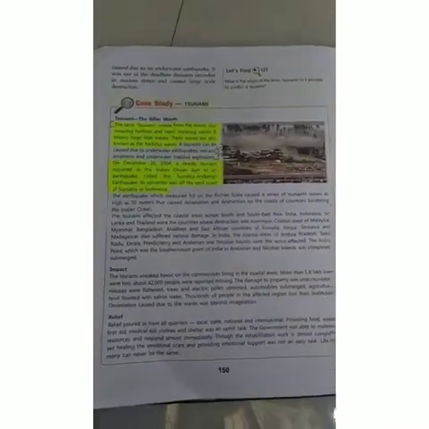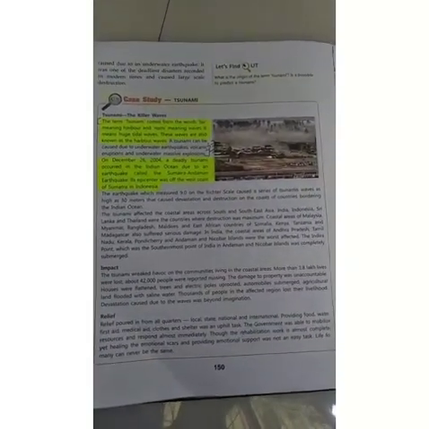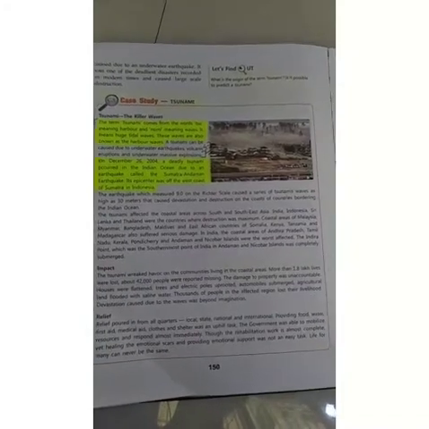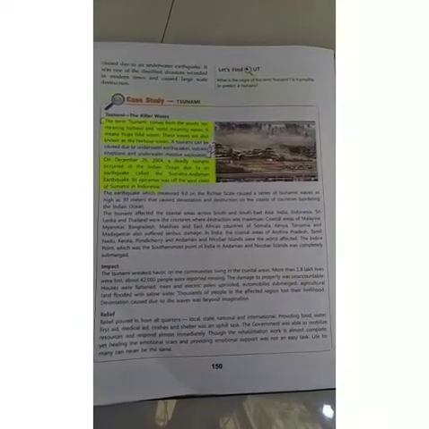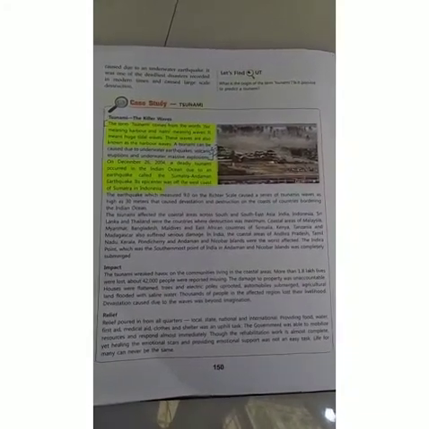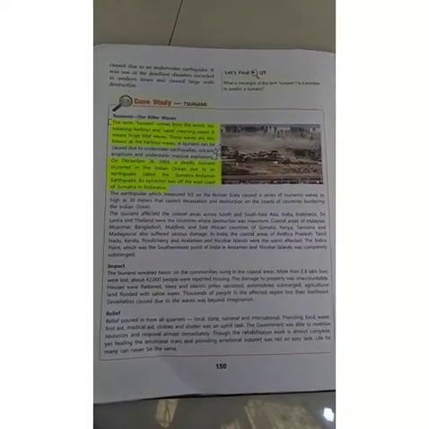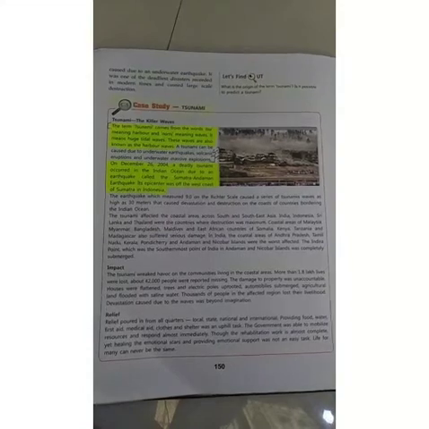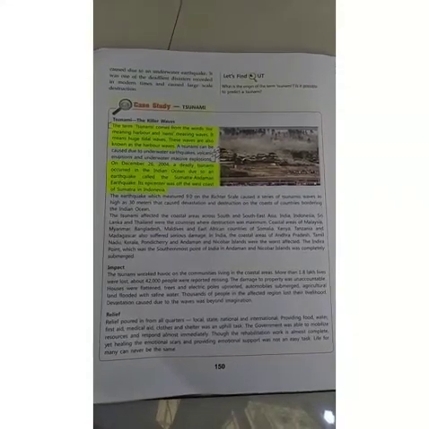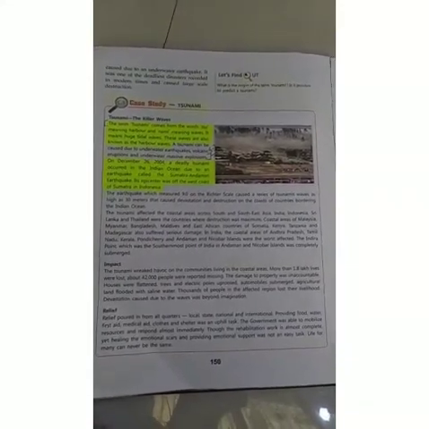Now, what do you mean by tsunami? Tsunami comes from the word tsu, meaning harbor, and nami, meaning wave. It means huge tidal waves. These waves are also known as harbor waves. A tsunami can be caused due to underwater earthquakes, volcanic eruptions, and underwater massive explosions.